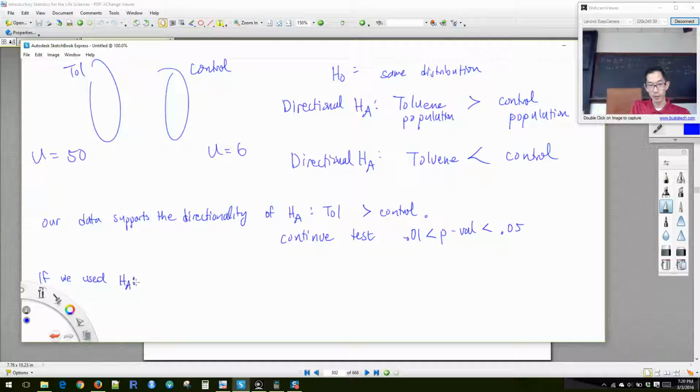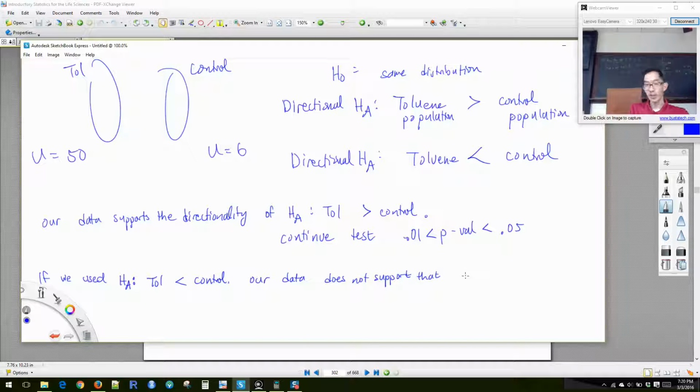So if we used this alternative, that toluene is less than control, our data does not support that. At this point we could just stop and say we have no evidence to support the alternative. That's one way to go.